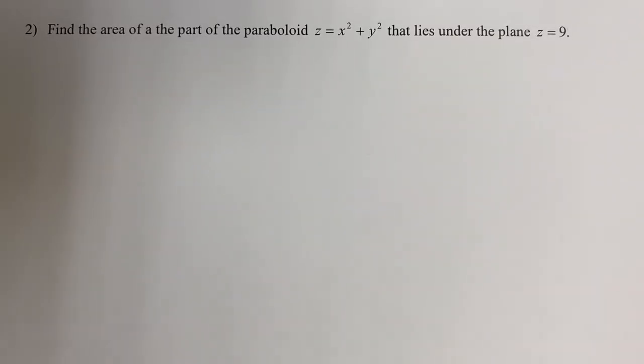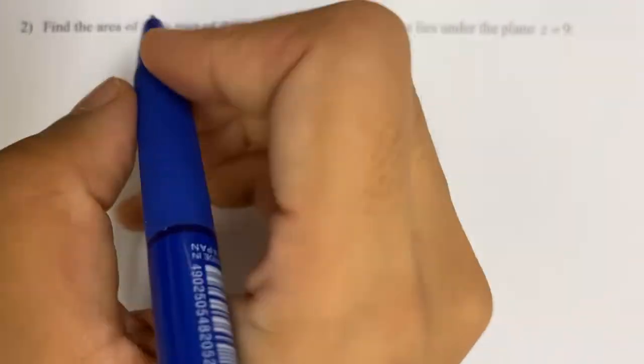Now we have another example for the special case. Find the area of the part of the paraboloid z equal to x square plus y square that lies under the plane z equal to 4.